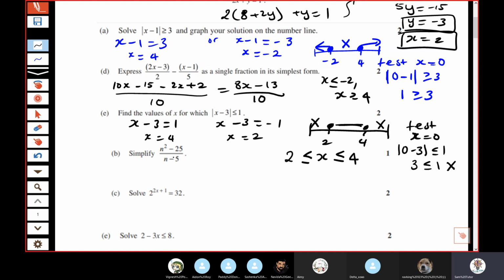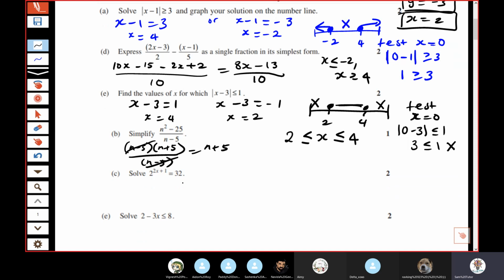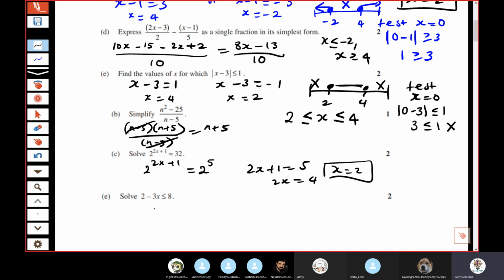This one here, obviously it's a difference of 2 squares. Cross it out, the answer is n plus 5. This one, we make the bases the same. I think if you guys remember, 32 is 2 to the power of 5. And then of course, when the bases are the same, you just make the powers the same. 2x equals 4, x equals 2. And the last one, 8 take away 2 is 6. X is less than or equal to negative 2.